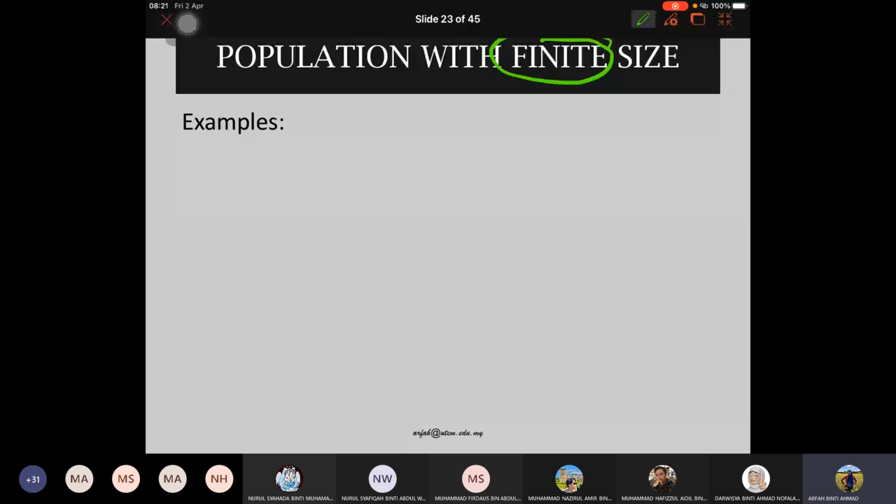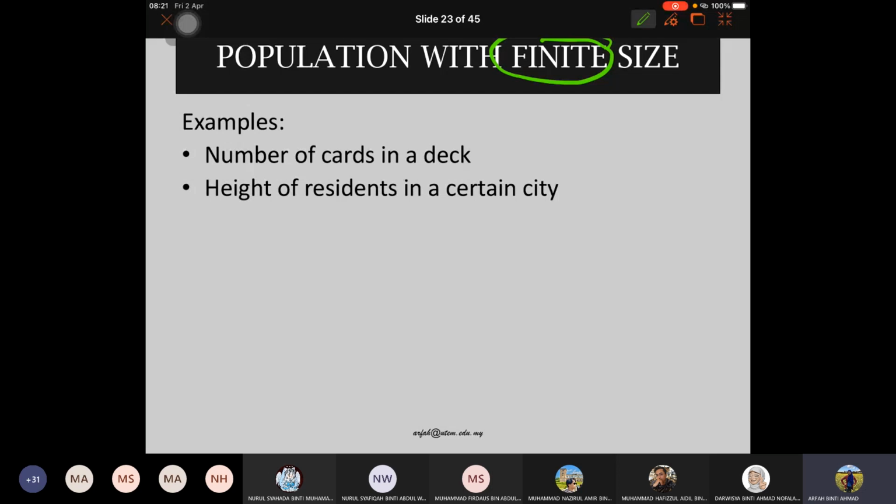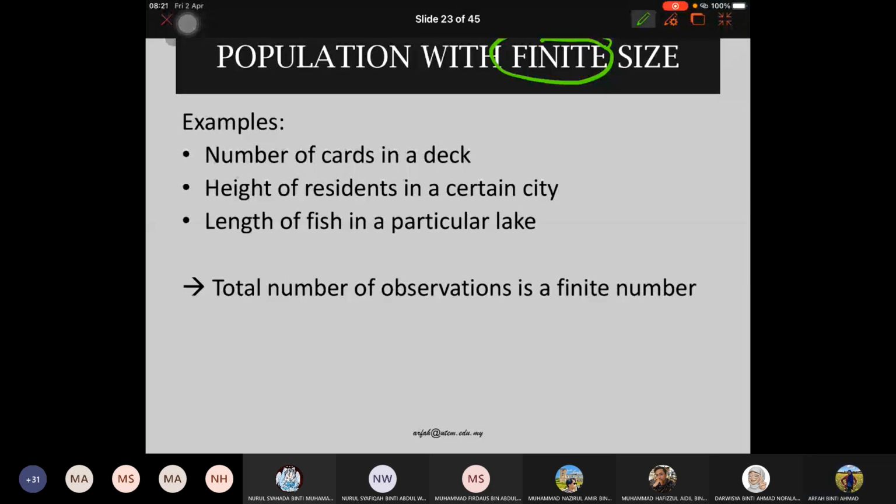Finite population ni yang dia punya bilangan adalah terhad. For example, number of cards in a deck. Berapa banyak card dekat atas satu deck. So it is terhad. And then height of resident in a certain city. Tinggi resident di dalam certain city. Length of fish in a particular lake. So sebab sampel kita adalah ikan yang dalam sesuatu lake tu sahaja. Okay. So the total number of observation is a finite number.